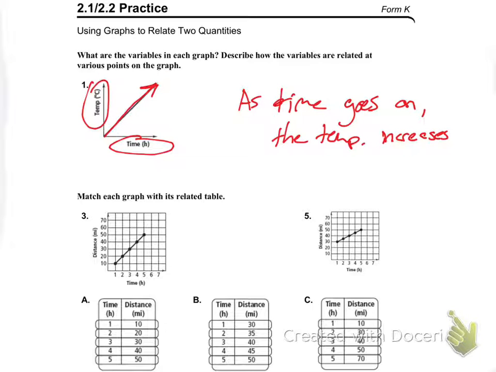All right, match each graph with its related tables. To do that, you can look at either the graphs first or you can look at the tables first. So for this first one, I see it's 110, and the second dot right here is 220. And the only one that it measures up with is this guy right here. Then 5 is 130, and then 2, I'd say 135. So that would be B. So 3 is A, 5 is B.